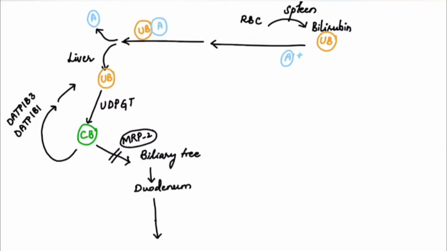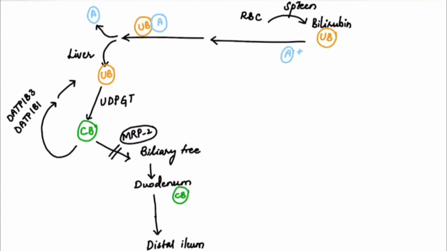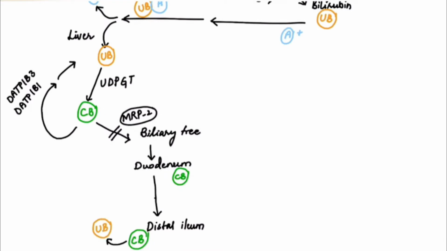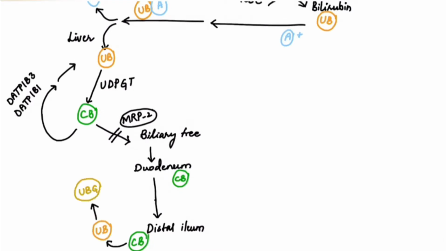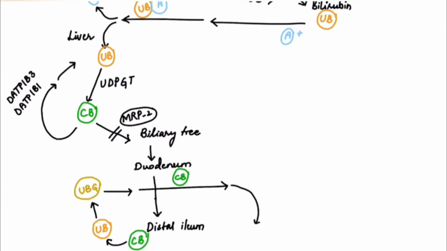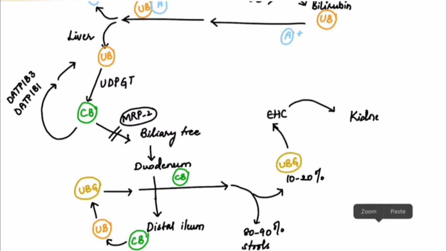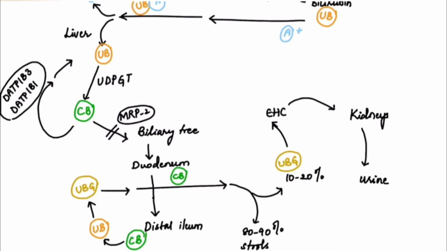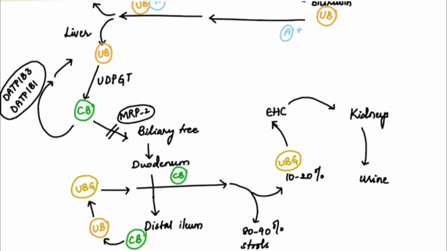Now, through the biliary tree, the conjugated bilirubin reaches all the way down to the distal ileum, where bacteria convert it back into unconjugated bilirubin as well as urobilinogen. About 80 to 90% of this urobilinogen is lost in stools, and about 10 to 20% undergoes enterohepatic circulation, of which a little amount reaches the kidneys and is then excreted in urine. So this is the complete metabolism of bilirubin. Now the two pictures you can correlate.